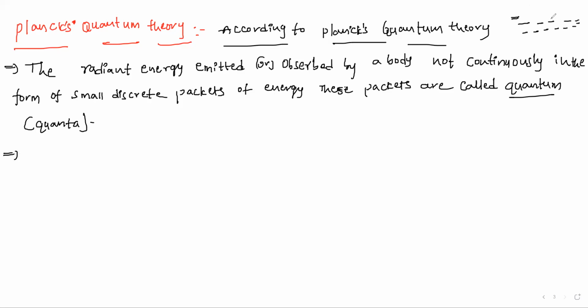For example, the emission of light from tube lights also is not in a continuous manner. It is emitted in a discontinuous manner, in the form of packets, called quantum or quanta. Any energy absorption or emission is not continuous but discontinuous. Because one comes after another, we can see it as continuous, but actually it is in a discontinuous manner. Okay, and write down the next point.